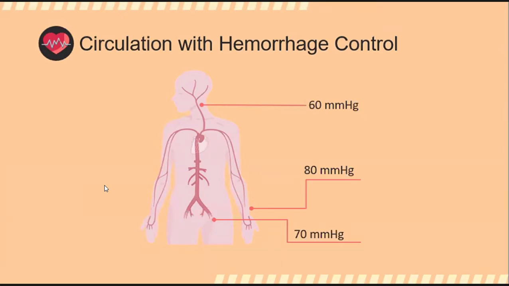So this is just an estimate. If ever there is no sphygmo or no available apparatus, this is to estimate using which pulses are still palpable. If the femoral is still palpable, most likely the BP is 70 millimeters mercury. But if the only one you can palpate is the carotid, most likely it is only 60 millimeters mercury. So I need to be aggressive with resuscitation and to locate the source of bleeding.